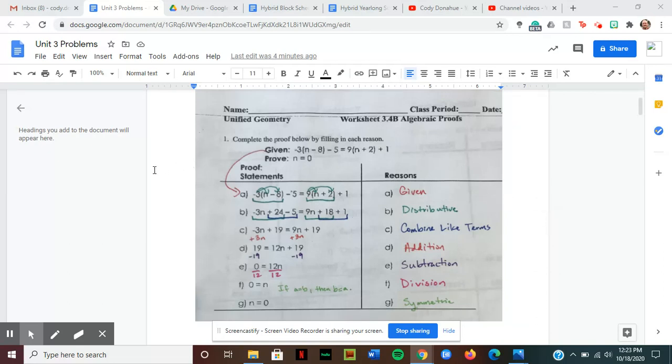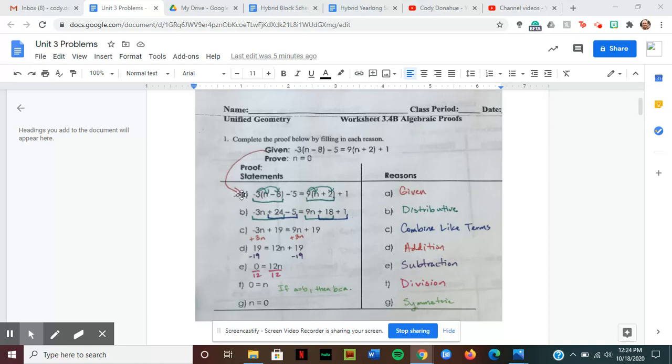We see number one, we are given -3 times n minus 8 minus 5 equals 9 times n plus 2 plus 1. And from this statement, we're asked to prove that n equals 0. Whenever I'm starting out this proof, you'll see they already gave you all the statements and they ask you to give the reasons. So your first statement is always going to be your given statement. They just rewrote this statement right here. And then your first reason is always going to be given. That's just what it's always going to be, just that word given.